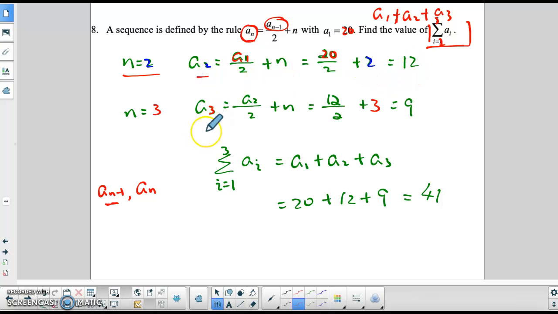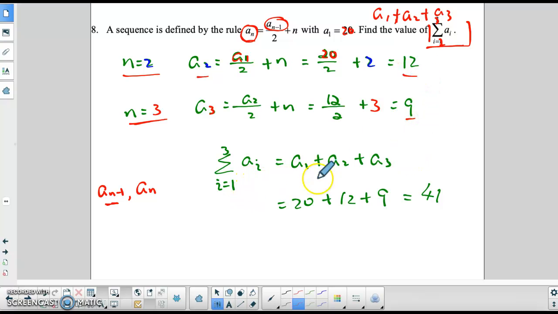After you find a_2, you need to use it to find a_3. Once again, this formula tells us you need to use the previous term divided by 2 plus n. Now, we move on to a_3. That means n becomes 3 now. a_3 equals previous term a_2 divided by 2 plus n. a_2, we got from the previous step, which is 12. 12 divided by 2 plus 3. Once again, this time n equals 3. See, n is changing all the time, right? And that gives us 9.